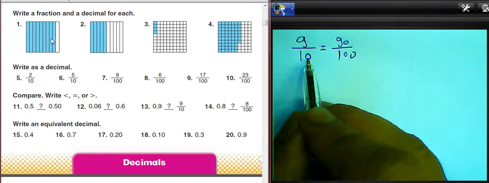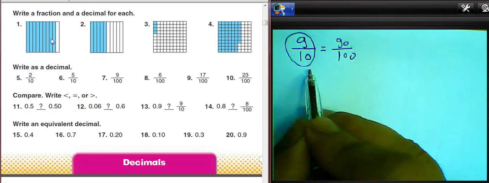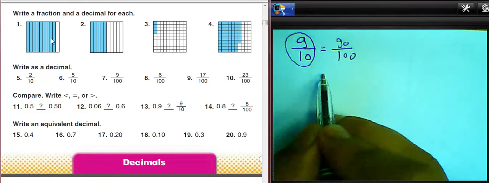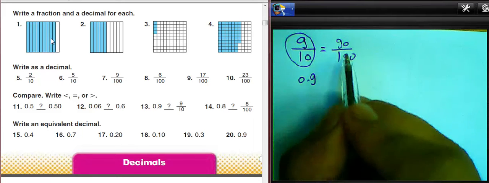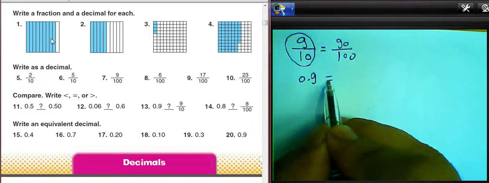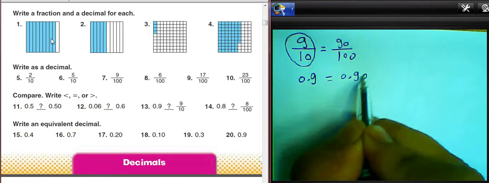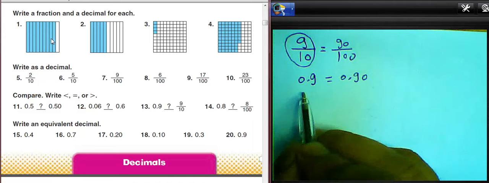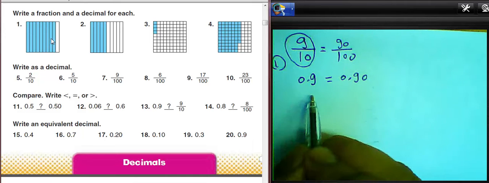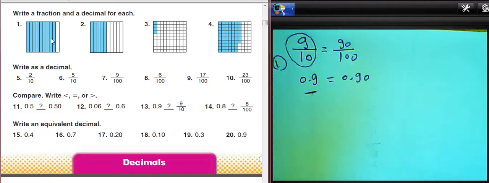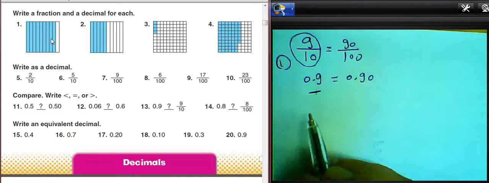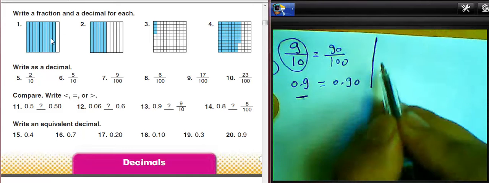We can write the fraction. It's a fraction, okay? We can convert to a decimal number. 9 over 10 equals 9 tenths, or 90 over 100, it means 90 hundredths. So in this example, question number 1, we must write 9 tenths. Okay, it's very easy. And what about question number 2?